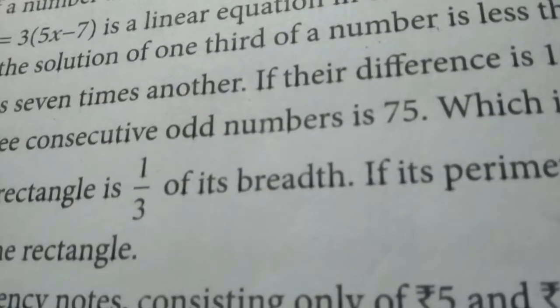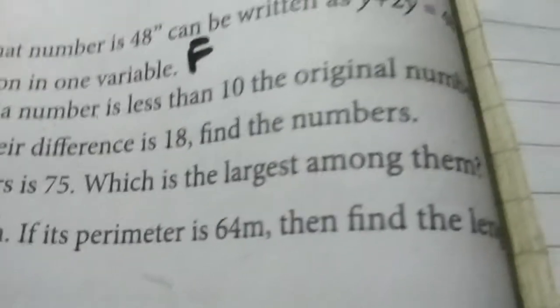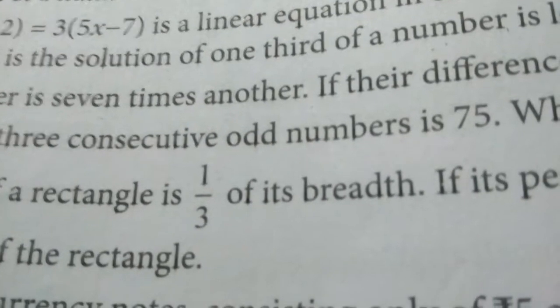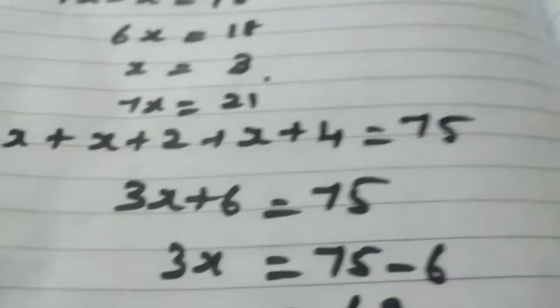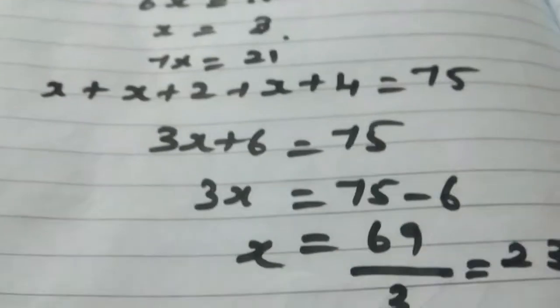Read the question now. The sum of 3 consecutive odd numbers is 75. Which is the largest among them? They asked us to find 3 consecutive odd numbers, and the sum of that will be 75, it is given. So let us consider the values to be x, x plus 2, x plus 4, and the sum is equal to 75.